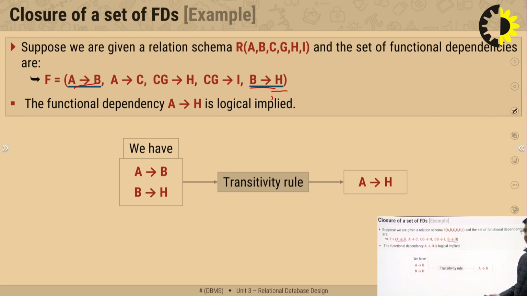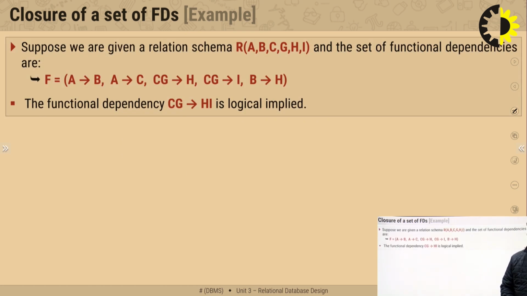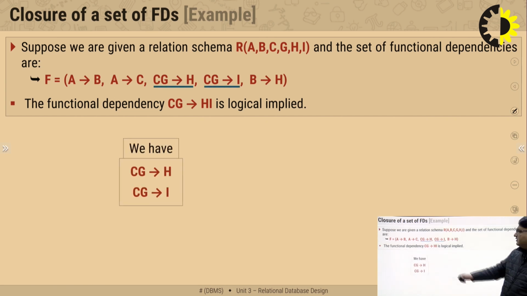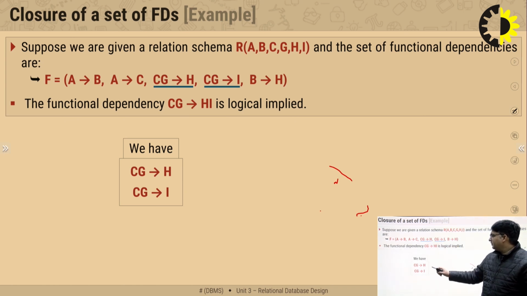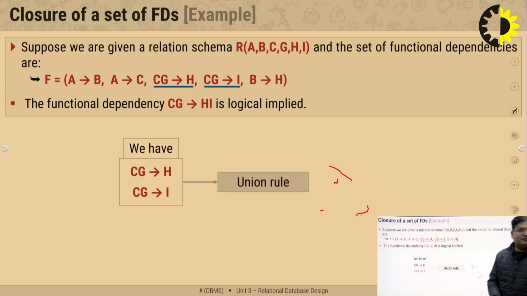This is how we are deriving the FDs. Now let us see the next FD that we can derive. CG determines H and CG determines I. Now we will be applying the union rule on that. By applying the union rule, what will we get? CG determines HI.